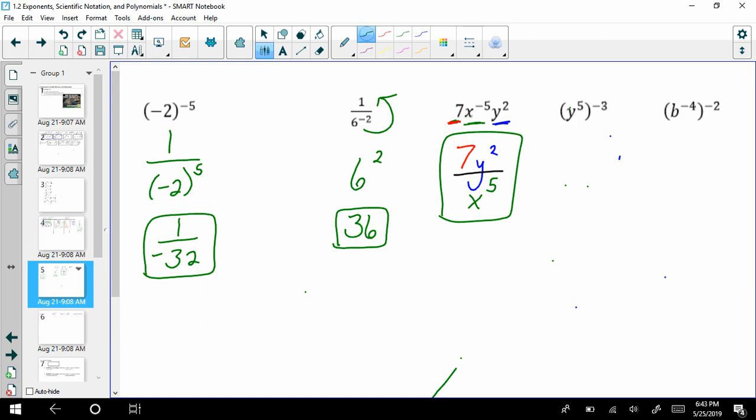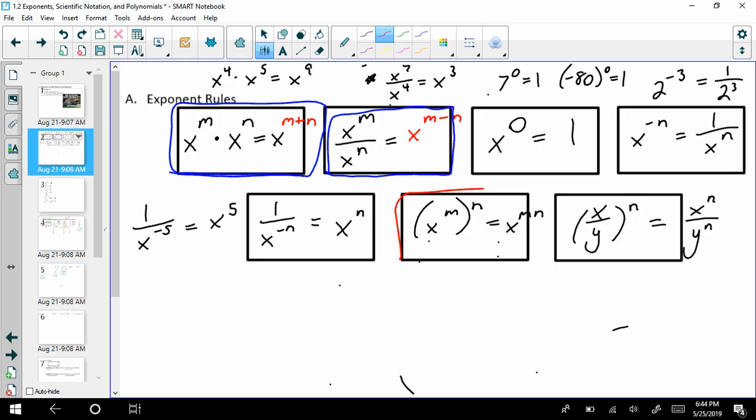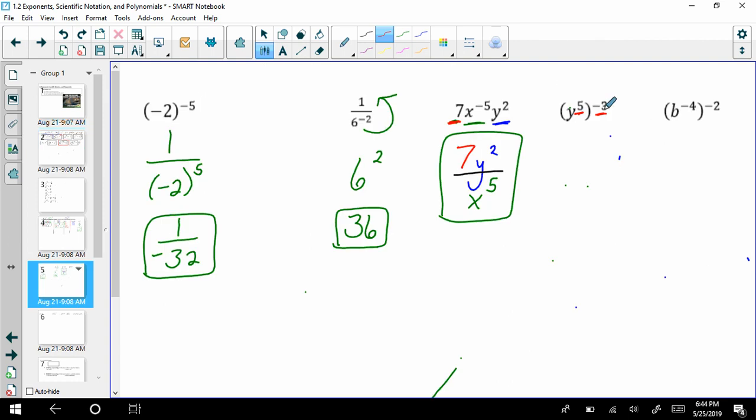Okay, the next one. Notice we have an exponent and then outside another exponent. That is this property. So we multiply our exponents. 5 times negative 3, I get y to the negative 15th. And then I would like you to write that with a positive exponent. So we move it. So my answer would be 1 over y to the 15th.